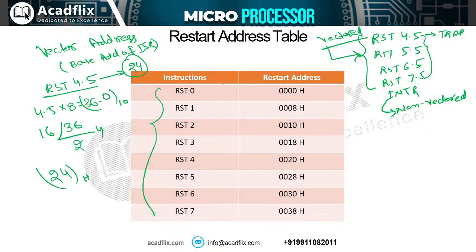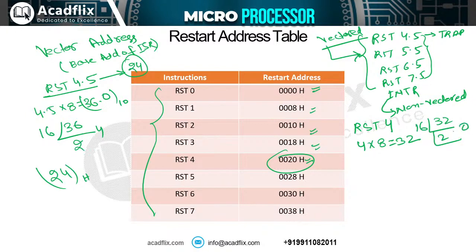For example, for RST0, the hexadecimal address is 0000. For RST1, 8. For RST2, 10. RST3, 18. RST4, 20. You can verify this randomly. For example, RST4 means the vector address will be 4 into 8, that is 32. Convert this into hexadecimal, you will get 20. So 20 is the vector address. 28, 30, 38, like this the vector address can directly be obtained from the vector number.